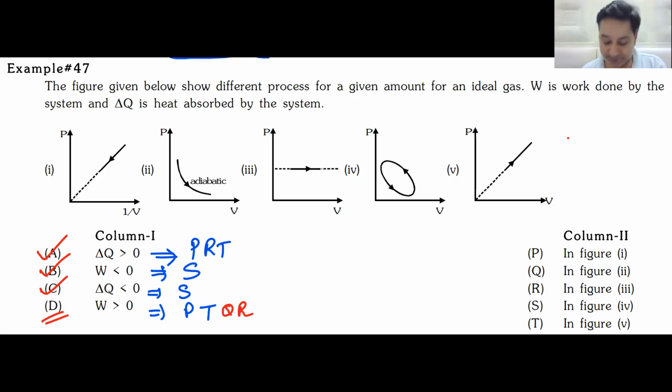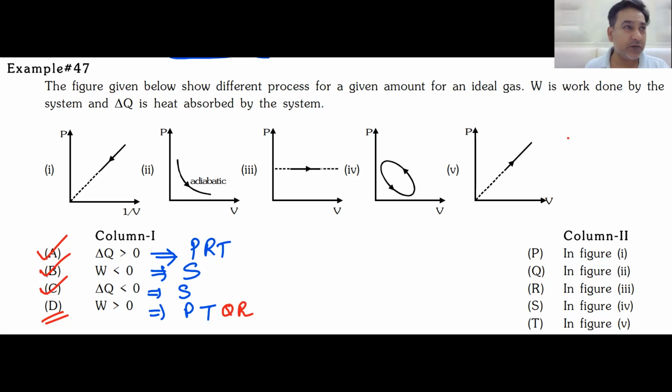That is the work done is greater than 0. Do you see this first diagram? What type of process is this? P is directly proportional to 1 by V. Yes or no? So this is an isothermal process. This is an adiabatic process. This is an isobaric process. This is a cyclic process. And this is a polytropic process.